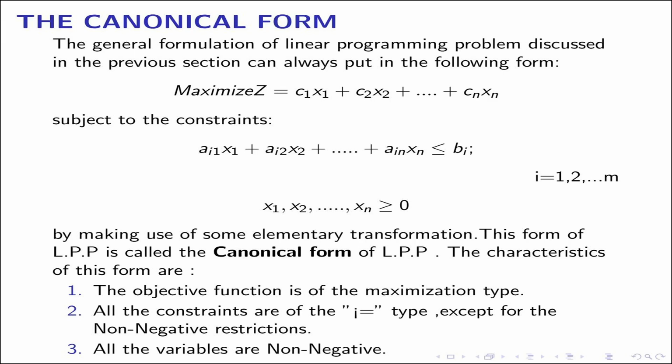Then the characteristics of this form are: the objective function is of maximization type. If it is a minimization problem, we have to make it a maximization by putting minimum Z = minus maximum of (minus Z). All the constraints are of less than or equal to type except for the non-negative restrictions. Then all the variables are non-negative.